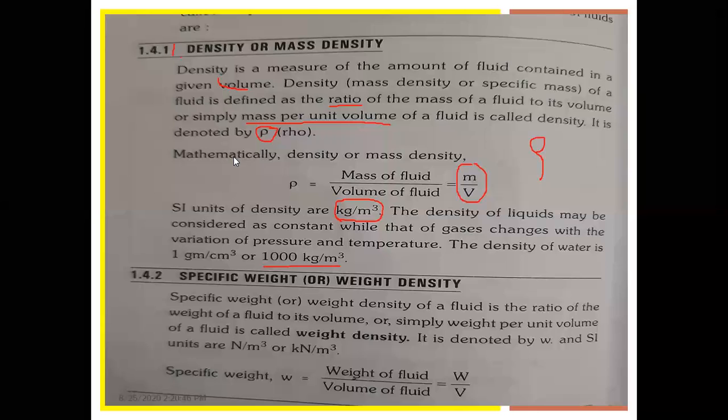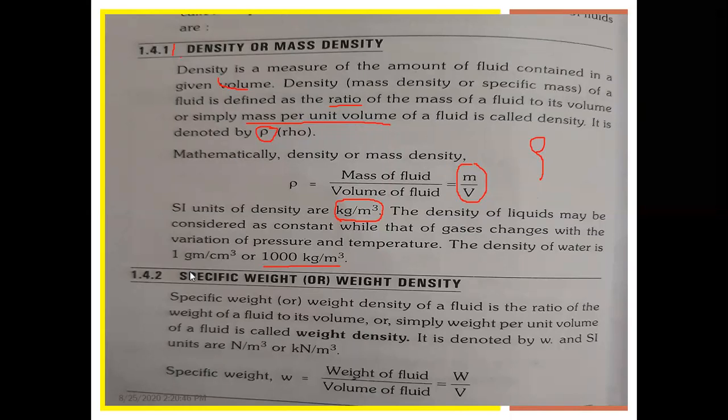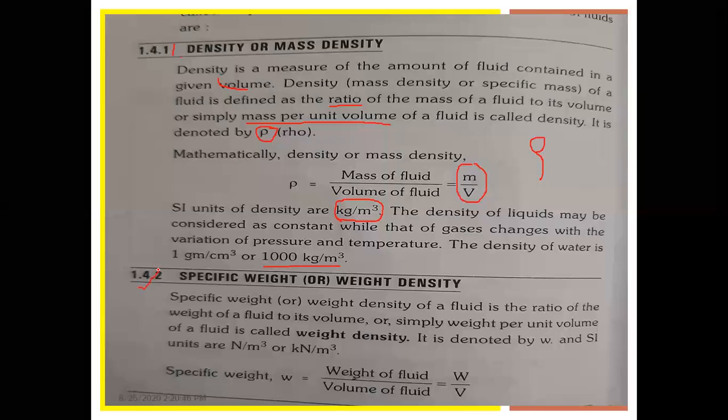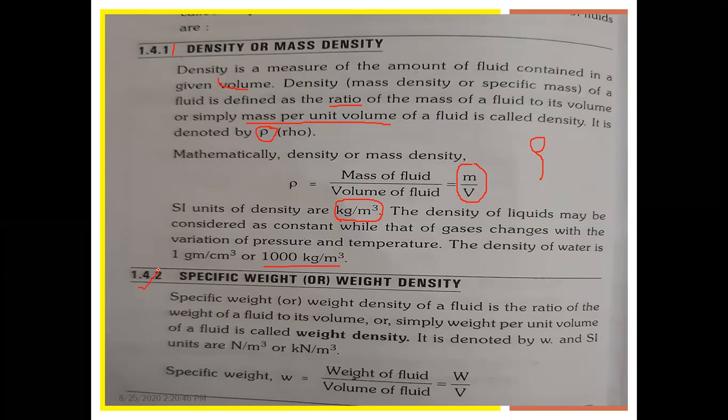Specific weight or weight density. So the second thing is specific weight or weight density. So what is the meaning here? It is the ratio of weight of fluid to the volume of fluid. Akkada mass, ikkada weight. So directly we are discussing with the mass and weight. So here the specific weight is defined as specific weight మాత్రమే calculate చేస్తున్నప్పుడు we are calling them as a specific weight or specific weight density.